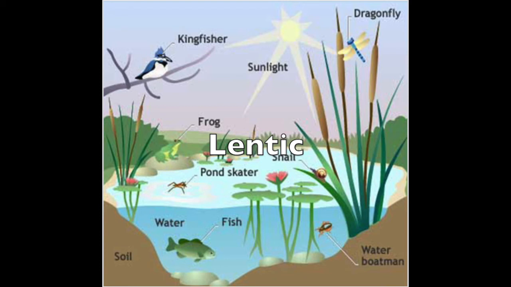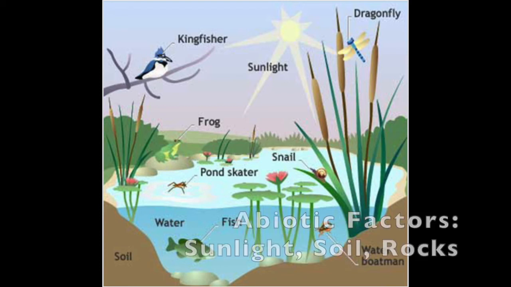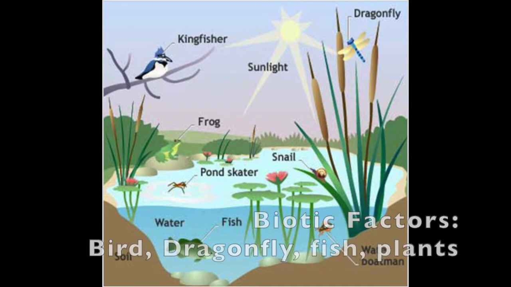So if we take a look at this picture here, which is a lentic pond, you're going to see that the abiotic factors include things such as sunlight, the soil, and the rocks that you can see on the stream bed. Some of the things that are biotic that you can see in this pond include the kingfisher bird, the dragonfly, frogs, and different types of fish, and the plants as well, including the lily pads and the lotus flowers.